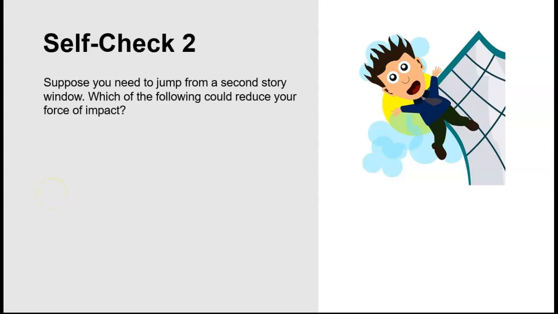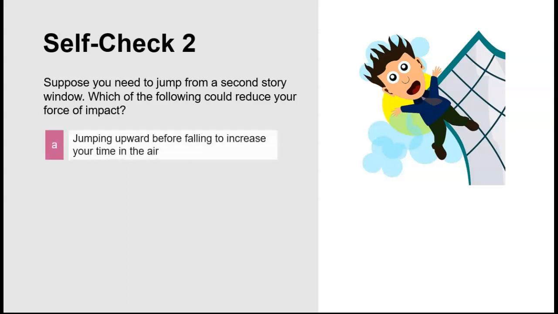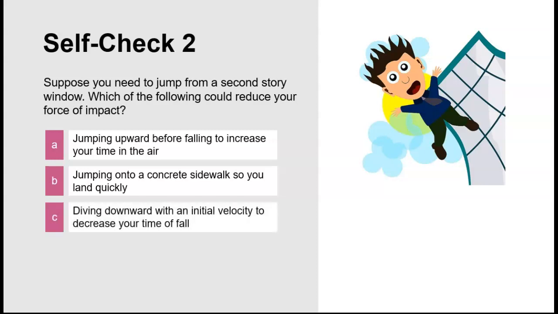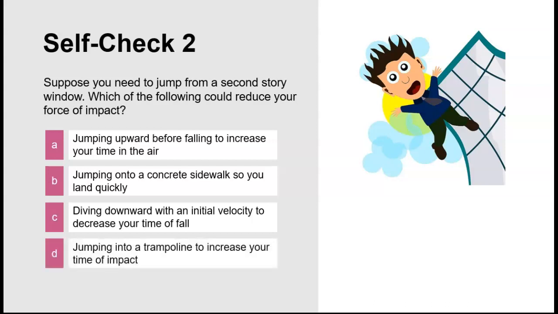Suppose you need to jump from a second-story window. Which of the following could reduce your force of impact? Jumping upward before falling to increase your time in the air. Jumping onto a concrete sidewalk so you land very quickly. Diving downward with an initial velocity to decrease your time of fall. Jumping into a trampoline to increase your time of impact.